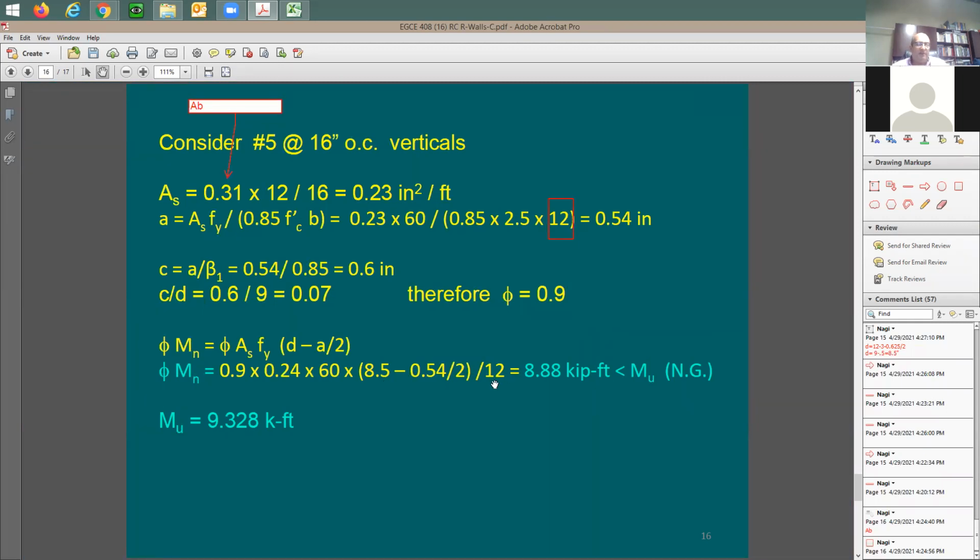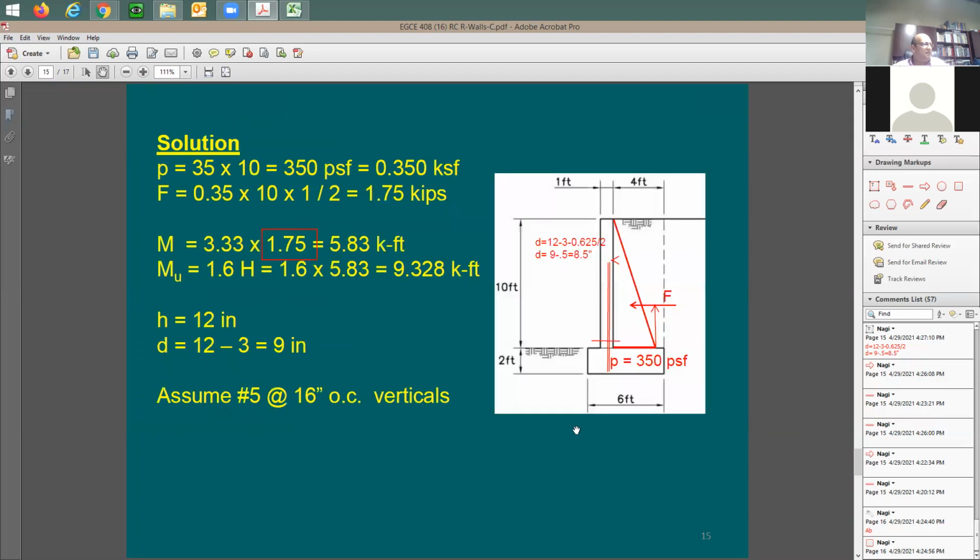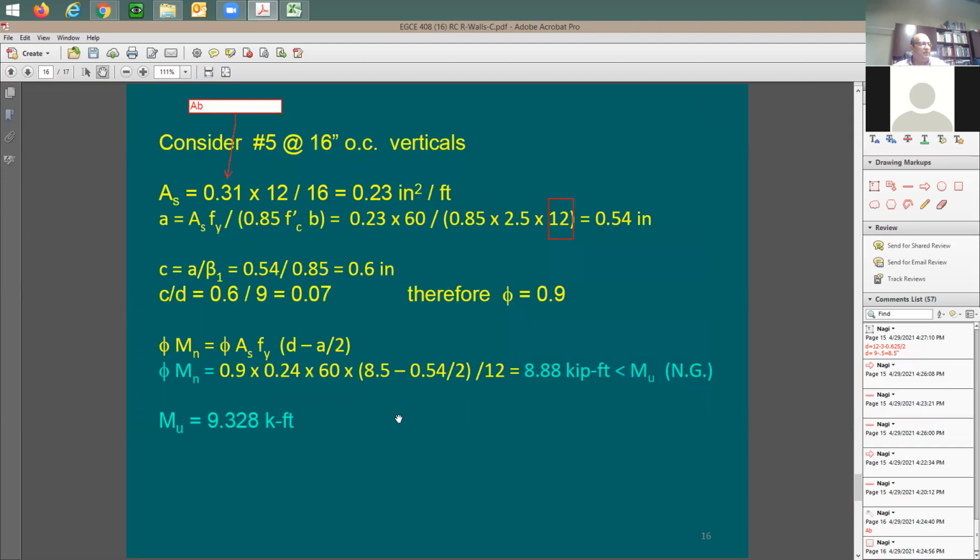And of course, you divide here by 12 to put it in cubic foot, and you see here your demand is much less, right? How much is your demand? Let's look here, 9.328, and your capacity here is going to be 8.88. So this is not good. Maybe you'd like to add some more rebars.